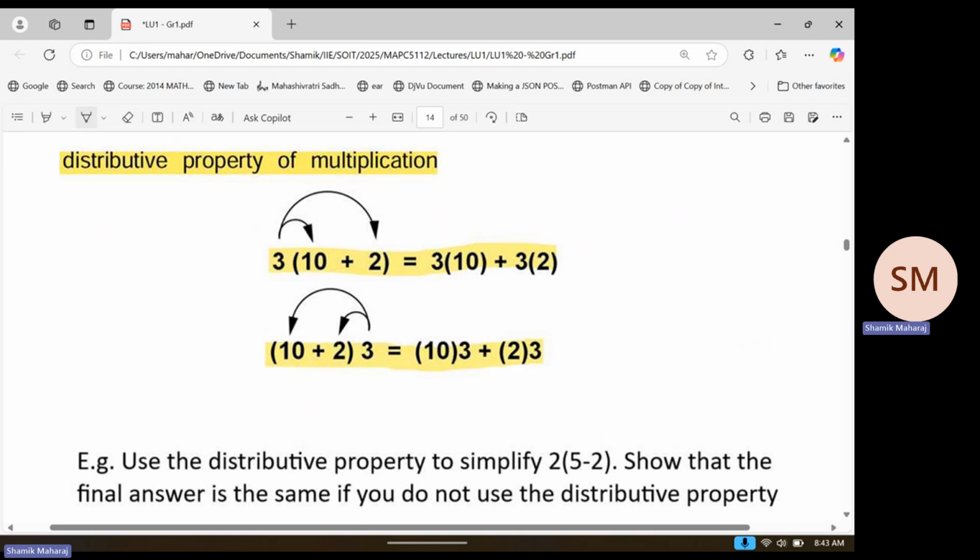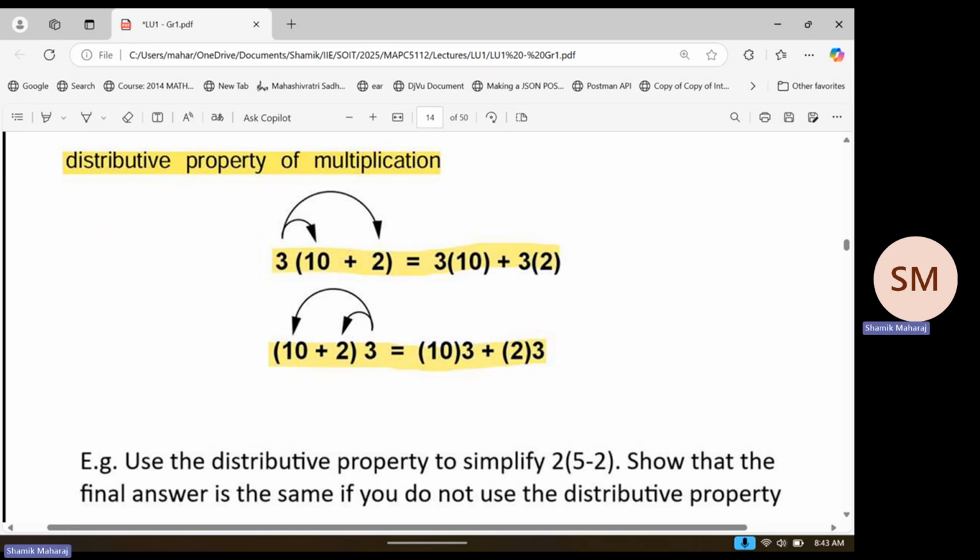Distributive property of multiplication. So again, this is what many people call FOIL. It just tells you that if you have a bracket with 2 terms being added, for example 10 and 2, and you have a number on the outside being multiplied in. So this is the same as 3 times this, right? In case you don't know that, there's a multiplication there. If the multiplication is not shown, it's implied. If you have brackets and something in front, it's always multiplied.